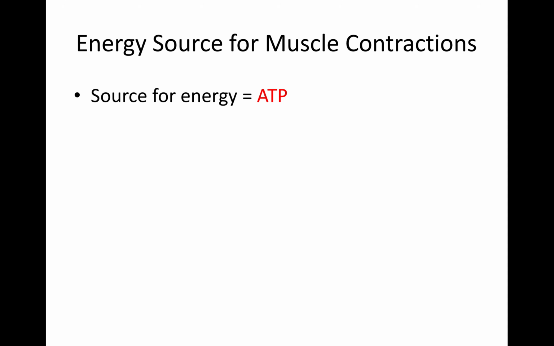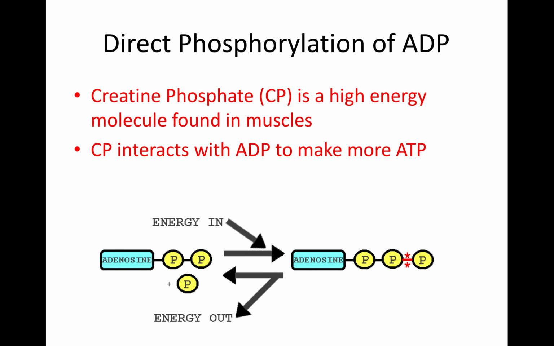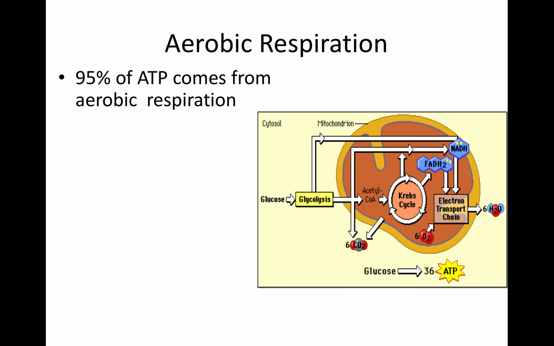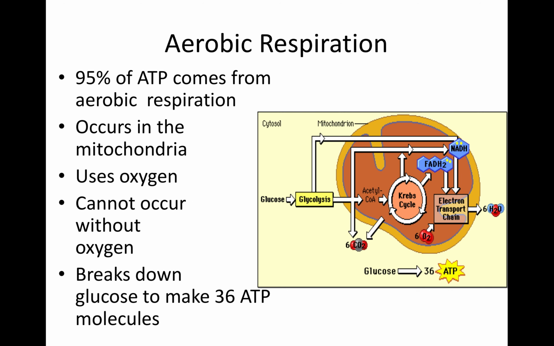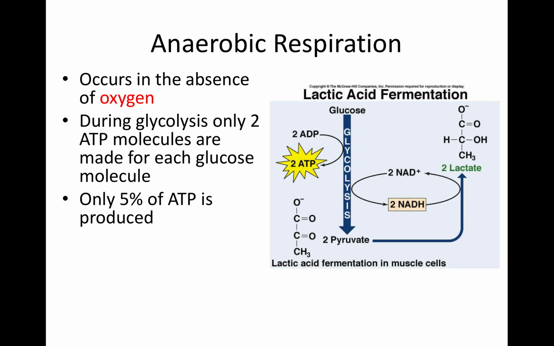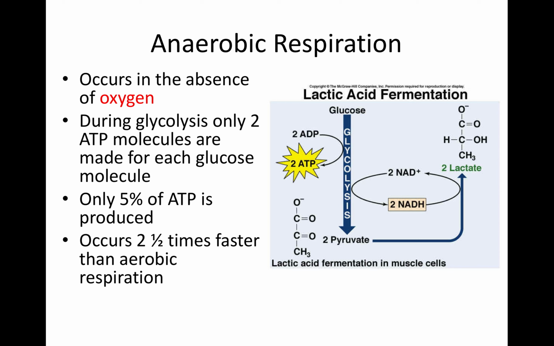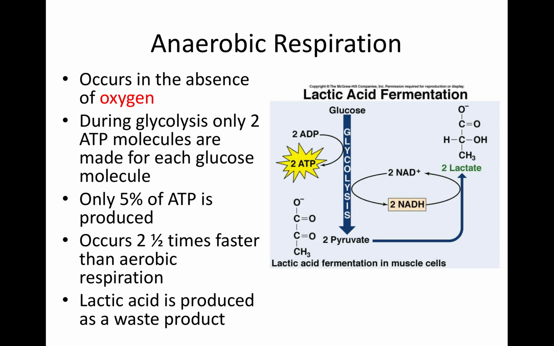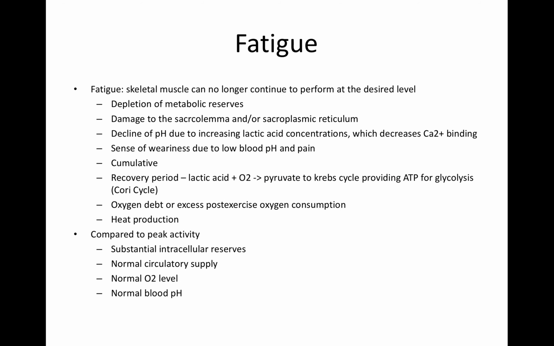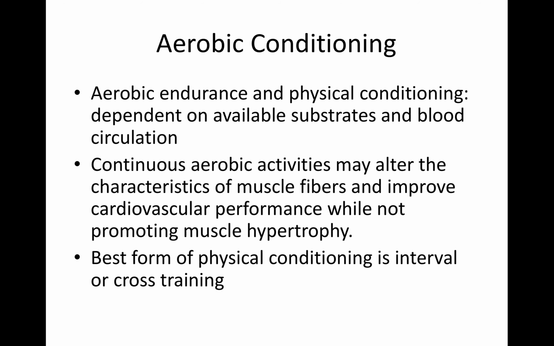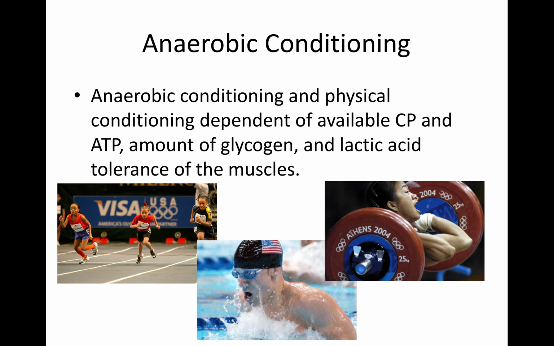Then we talked about ATP and how we need ATP for our muscles to contract and where we get that from. We looked at aerobic respiration, which is the best way to get ATP for our bodies. It creates the most, but we have to have oxygen for it to occur. If we don't have oxygen or we have an oxygen debt, we're going to have to go into anaerobic respiration. It produces less ATP, but it still gives us some. But we do get lactic acid as a byproduct, which makes our muscles sore. We took a look at muscle fatigue and what happens when your muscles get tired, and the different types of conditioning you can do to strengthen your muscles.